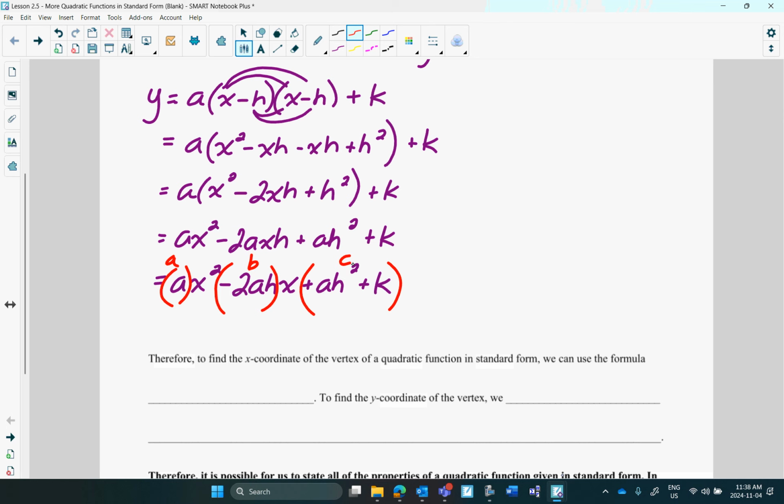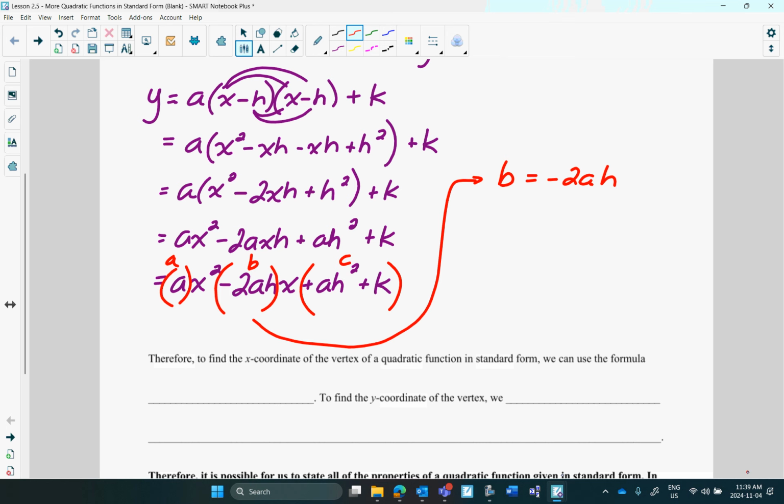So when it's in standard form, the value of a is equal to the value of a, and the value of b is equal to -2 times a times whatever the x vertex is. Because remember, this is the x vertex. This is the y vertex. So I'm going to focus on this. So b is equal to -2ah.